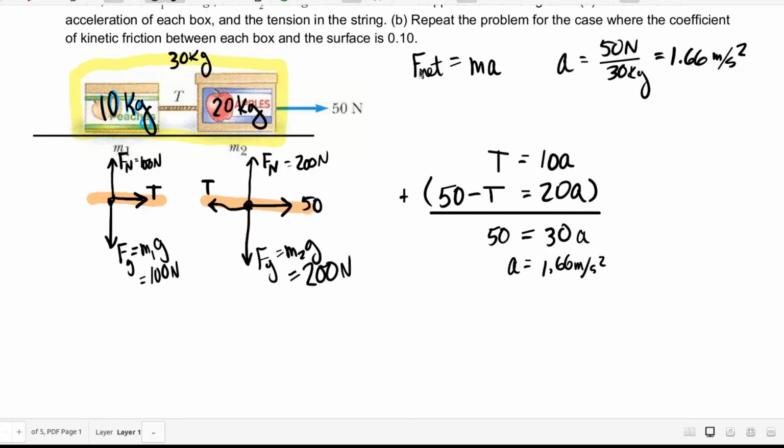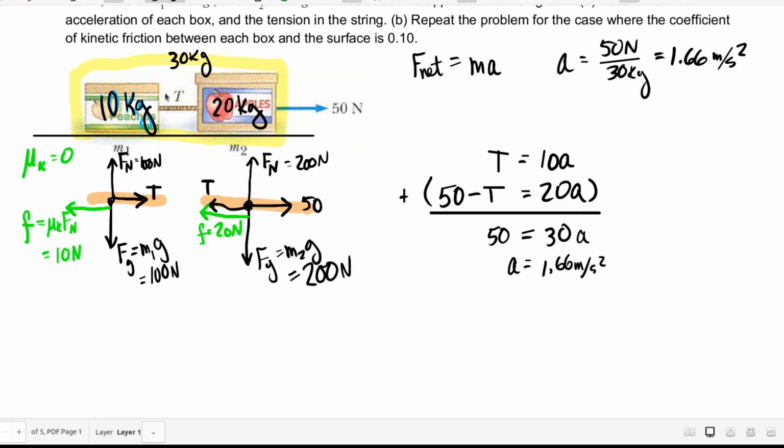Part B, we're asked to repeat this for a case where the coefficient of kinetic friction between each box and the surface is 0.1. So mu k here equals 0.1. That is the ratio of the friction force to the normal force, so I know that there's a friction force backward on this mass. Force of friction here will be mu k times Fn. In this case, mu k is 0.1, and the normal force is 100. 0.1 times 100 gives us a frictional force backward of 10 newtons. Similarly, there'll be a frictional force backward here of 20 newtons.